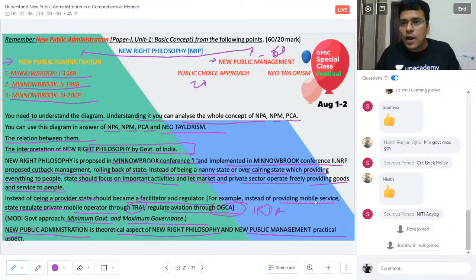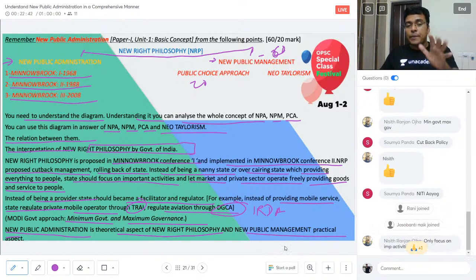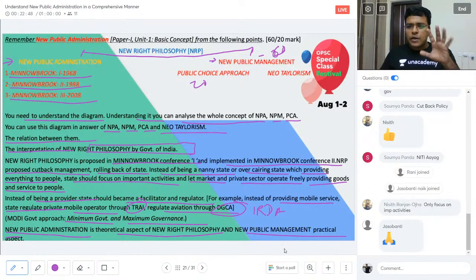Okay, so feel free to ask if you have any doubt. Try to clear this concept today. It is one of the most difficult concepts in public administration. Yes, the state should only focus on important activity.